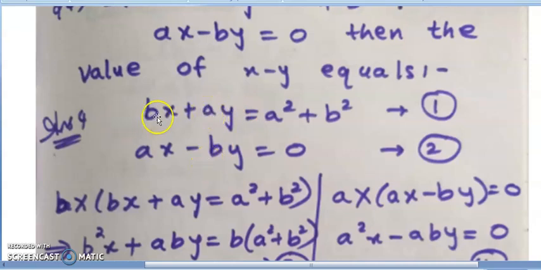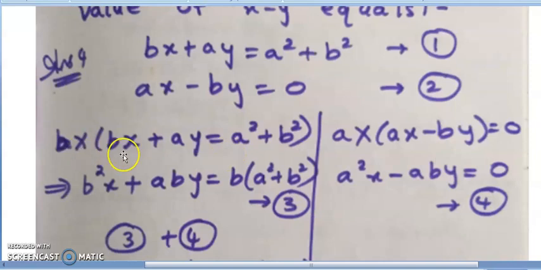If I multiply this whole first equation with b and the second equation with a, that is all I am doing. b into bx plus ay is equal to a square plus b square. b into b is b square x. b into a is aby is equal to b into a square plus b square is b into a square plus b square. So this is my third equation.